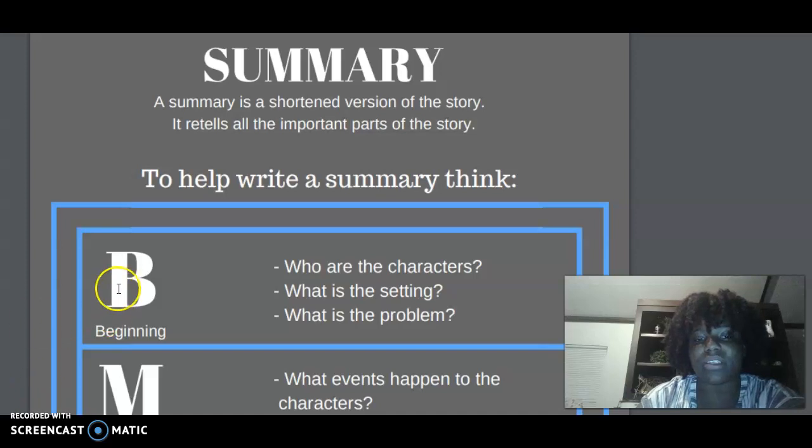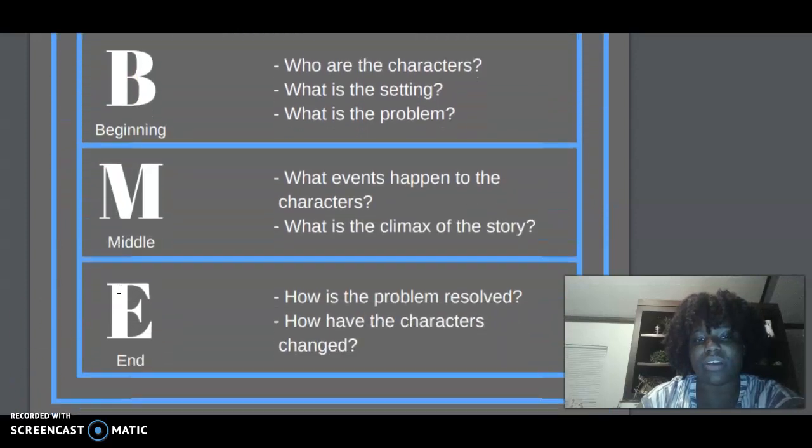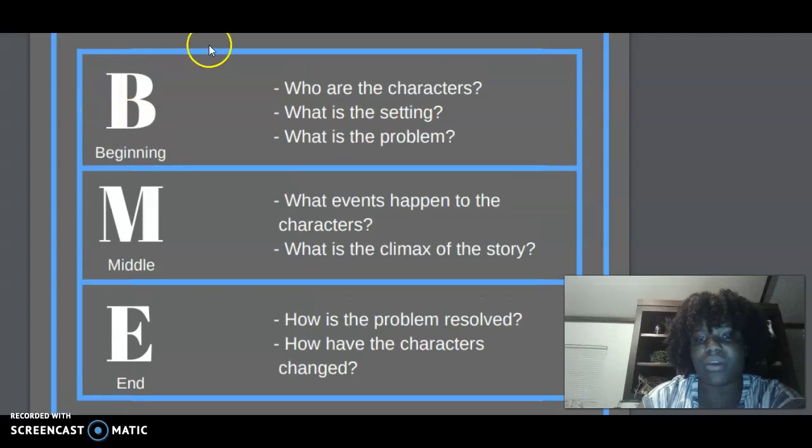So the way that we're going to summarize is using what is called BME, beginning, middle, and end. This also goes along with that somebody wanted, but so then, the little hand that we used. So in the beginning, we're going to be introduced to the characters, what is the setting, and what is the problem. So all of that will happen in the very beginning of the story. So this is our somebody in wanted.